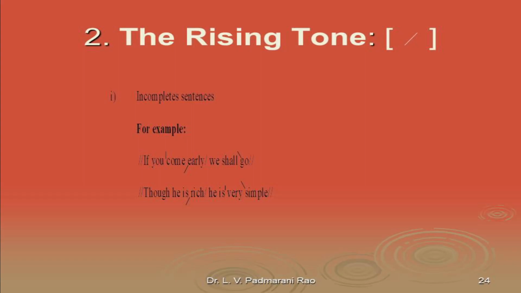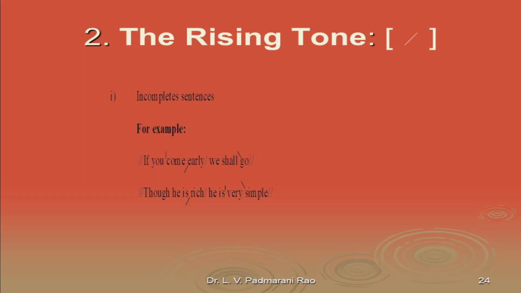So the sentence has got two tone groups. If you come early is divided by a single slant line indicating that the tone group has ended. We shall go is a second tone group. So in each tone group we require a nucleus. Let us analyze the first tone group. If you come early: if is a conjunction, not accented. You is a pronoun, not accented. Come is a verb, it is accented, so indicate the stress mark. Early is an adverb, it is accented. That also is indicated with a stress mark.